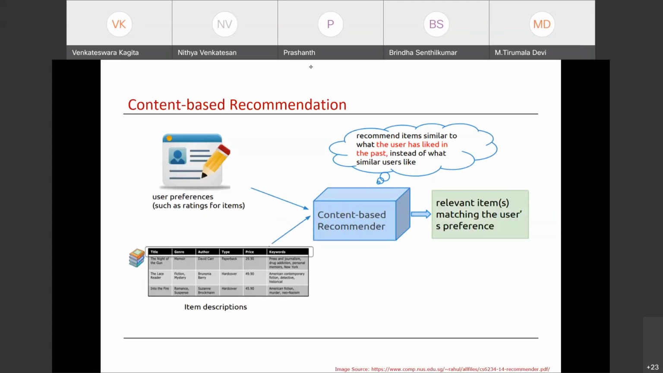Here we give the user preferences as input to the model, and item descriptions also. This is very important. In case of collaborative filtering, we do not require any item descriptions. We just need the community data. Whereas here the item description is required, that is, what features are present in the item. So the characteristics of the item are important here. It recommends items similar to what the user has liked in the past, instead of what similar users like. That's the difference between collaborative filtering and content based filtering.